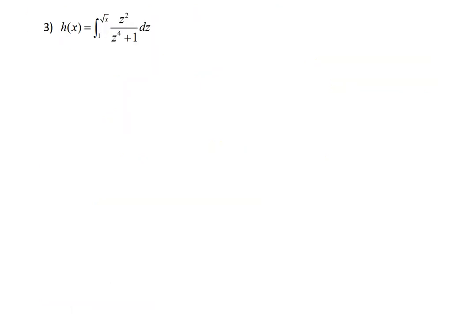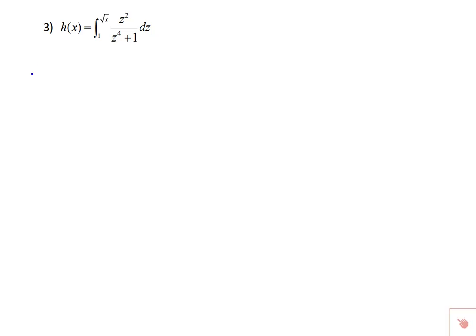Let's try a third example. This one reads, h of x equals the definite integral from 1 to the square root of x of a rational function, having z squared in the numerator and z to the fourth plus 1 in the denominator, dz. So we are still using the first part of the fundamental theorem, trying to find the derivative of this function defined as h of x.